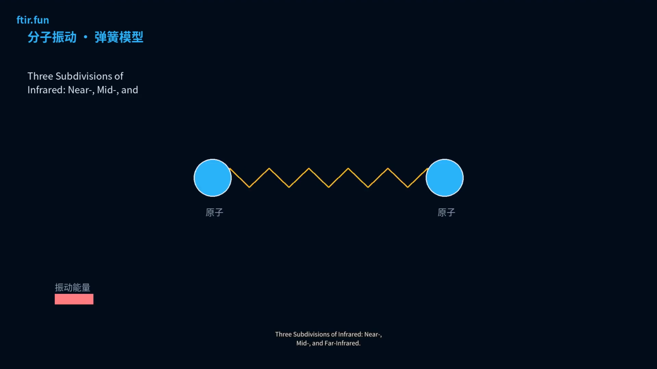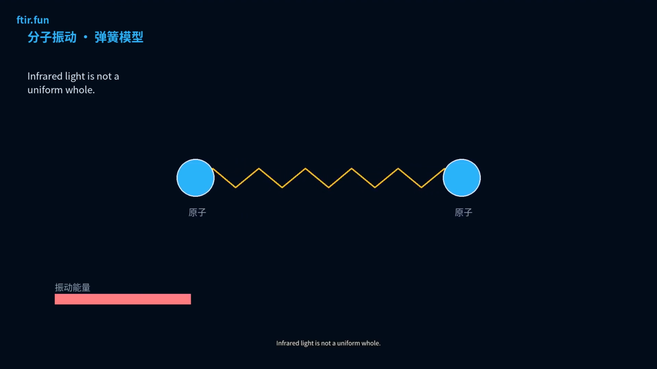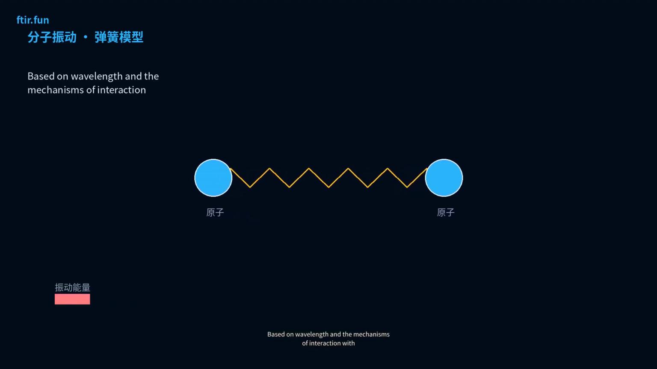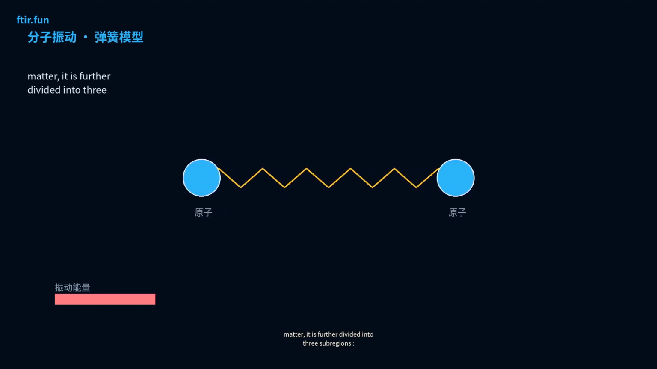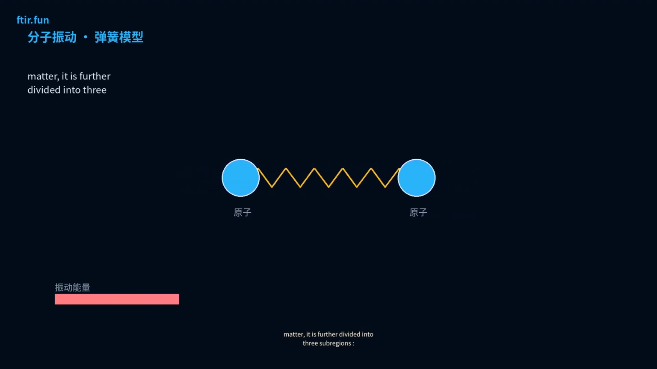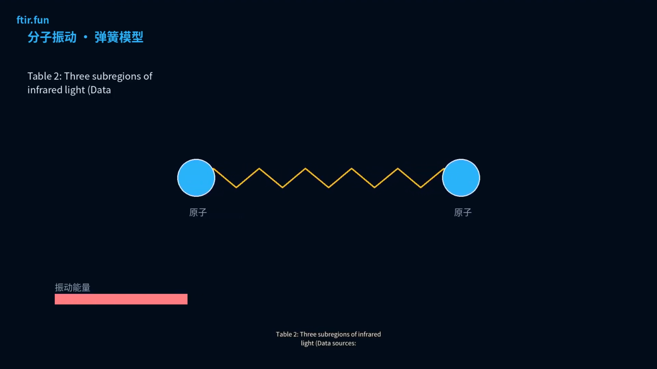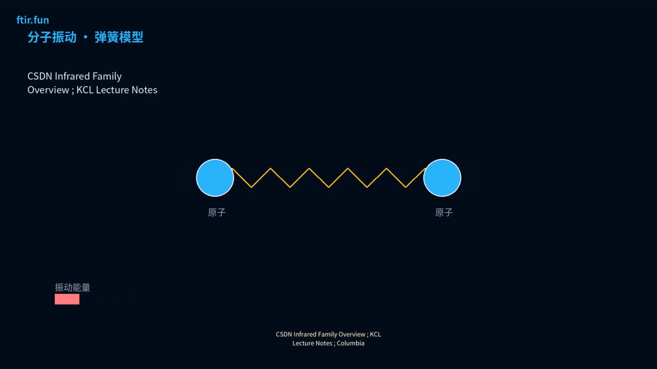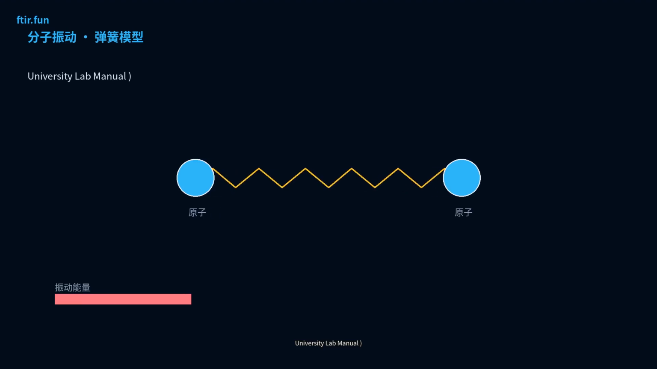Next, the 3 subdivisions of infrared: near, mid, and far infrared. Infrared light is not a uniform whole; based on wavelength and the mechanisms of interaction with matter, it is further divided into 3 subregions. Table 2: 3 subregions of infrared light. Data sources: CSDN infrared family collection notes, Columbia University Lab Manual.